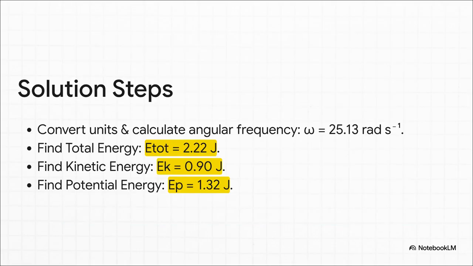So after that quick conversion to get our angular frequency, the logic is exactly the same. Find the total energy first, then find the kinetic energy at that specific point, and the potential energy is just whatever's left over. Remember, it always has to add up to the total.